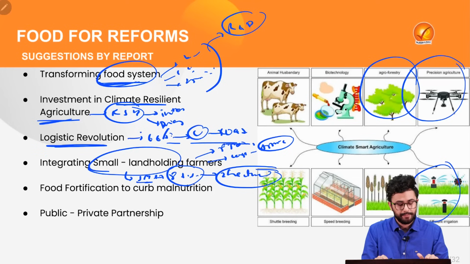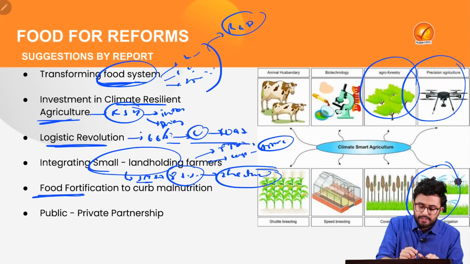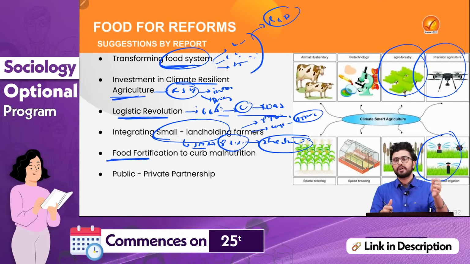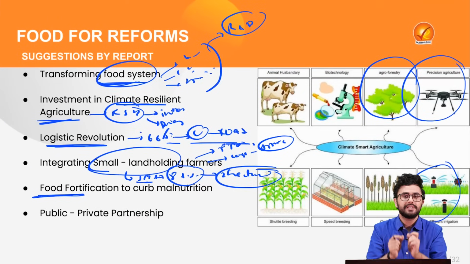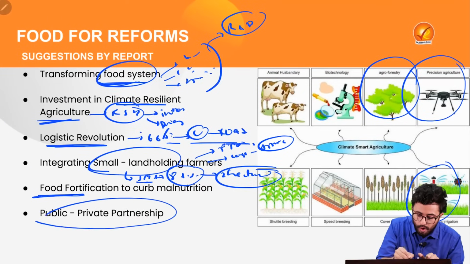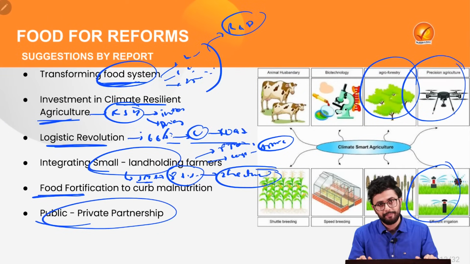Then the report suggests food fortification to curb malnutrition, for example, the use of golden rice with beta carotene. And for all these purposes, there is an urgent need to form public-private partnerships. All these steps are imperative to ensure that the future of India does not sleep in hunger. With this, we move forward to the next news of the day.